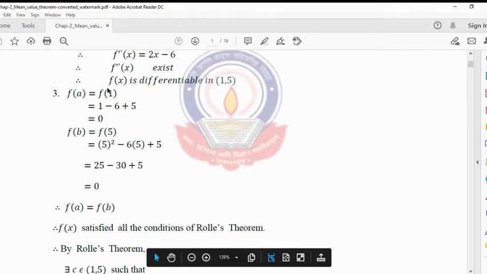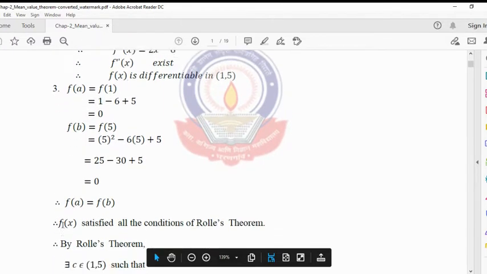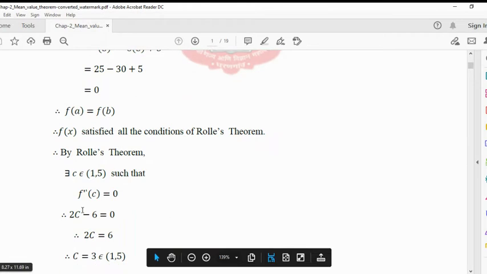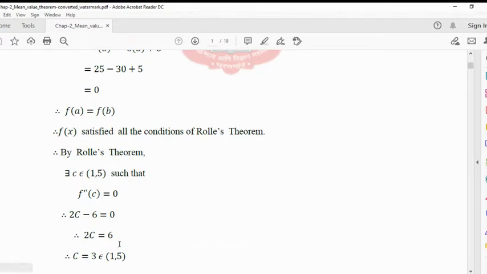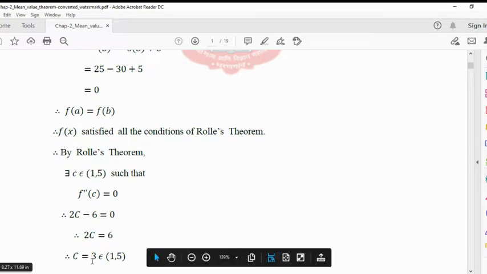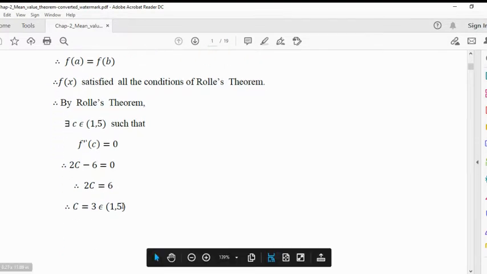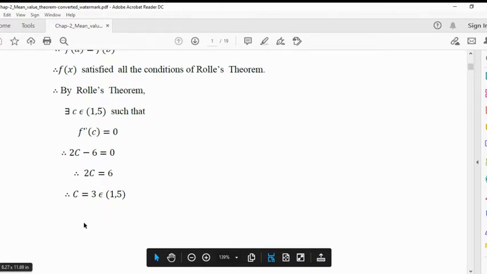We have already found f dash x, which is 2x minus 6. Here x is replaced by c, so 2c minus 6 is equal to 0. So take this 6 to this side; it becomes plus. So 2c is equal to 6. This 2 is multiplying here, so on this side it becomes division. So 6 by 2, that is c is equal to 3. And clearly this 3 belongs to this open interval 1 to 5. So Rolle's theorem is verified.